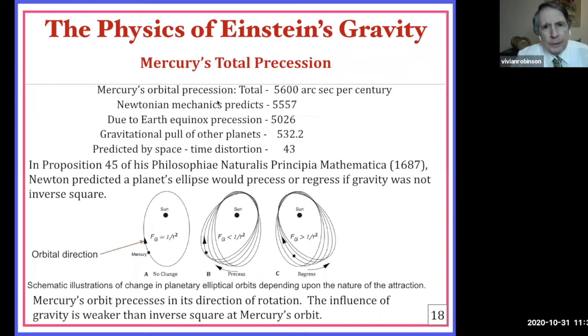Mercury's measured orbital precession is 5,600 arcseconds per century. Newtonian mechanics predicts 5,557 of those. Earth's equinox gyrates to 360 degrees every 26,000 years, so that gives 5,026 of those arcseconds. The gravitational pull of the other planets, mainly Venus, Mercury, and Jupiter, is 532.2, so that the difference, what's called the anomalous precession, is 43 arcseconds per century, and that was what was predicted by Einstein, and you've just seen its derivation anyway.